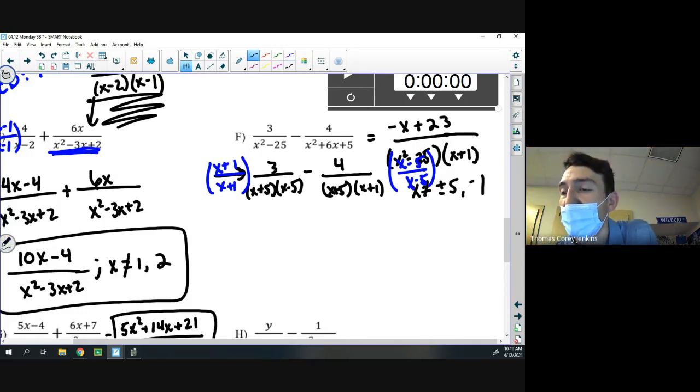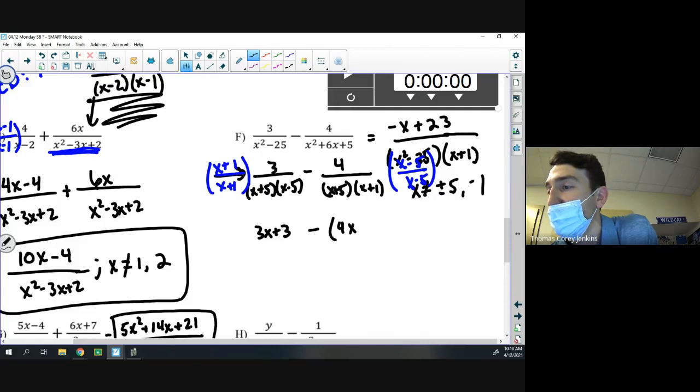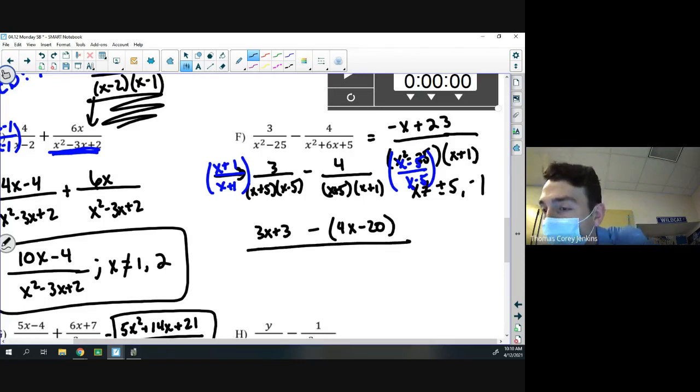What that gives me on the top of the left side is 3x plus 3, and then minus 4x minus 20. All of that is just over x plus 1 times x plus 5 times x minus 5. To save a little bit of writing, I'll write x plus 1 times x squared minus 25.